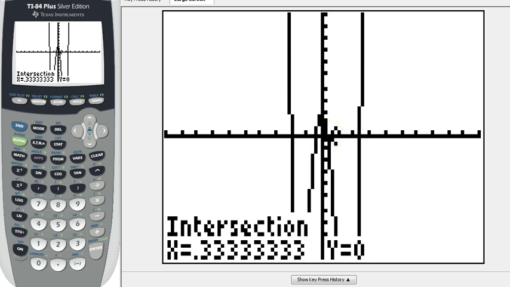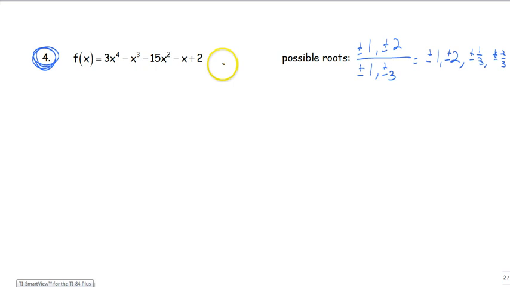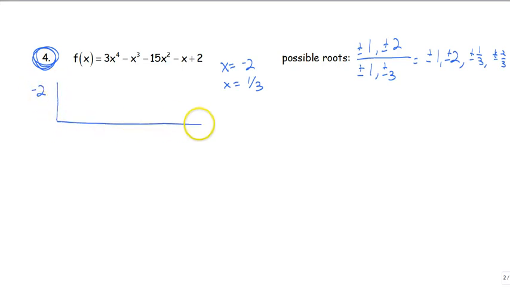So let's go back to the problem. All right, so I have x equals negative 2 and x equals 1/3. Now, that only gives me 2 of the 4, which means I have to synthetically divide twice. So here's what I do. I will divide by the negative 2 first, just because it's easier to do non-fractions when you have more numbers.